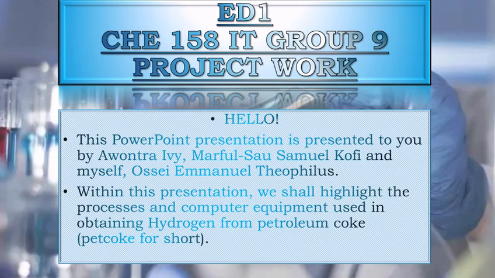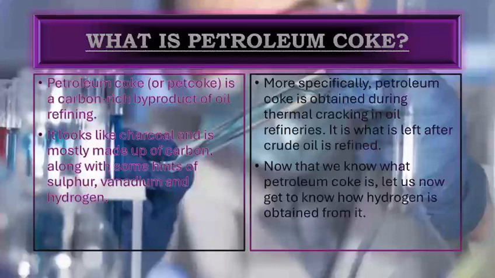Today, we are going to walk you through an exciting and essential industrial process, the production of hydrogen from petroleum coke, often called pet coke, and the vital role computer systems play in managing this process. What is petroleum coke? Let's begin with the basics. Petroleum coke, or pet coke, is a carbon-rich byproduct of crude oil refining. It looks like charcoal and contains mainly carbon with small traces of sulfur, vanadium, and hydrogen. It's produced during a process called thermal cracking, which breaks down large oil molecules at high temperatures.